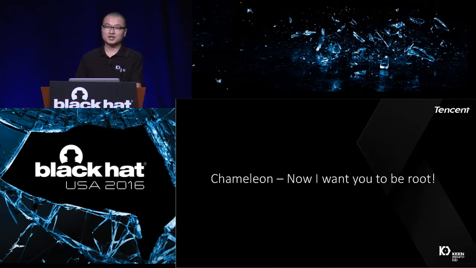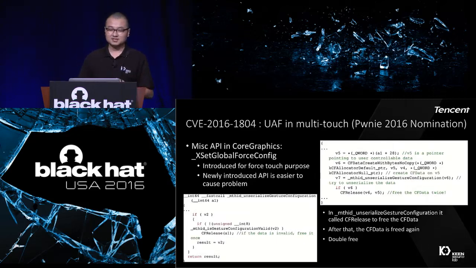And for now, we got two bugs. One makes you escalate to the current user's context, and another makes you get WindowServer privilege. And now I want to be root. So this year, we use CVE-2016-1804, which got a Pwnie Award nomination. The bug actually exists in the set global font config API, which did two CFRelease operations very close together, which is a double free bug.